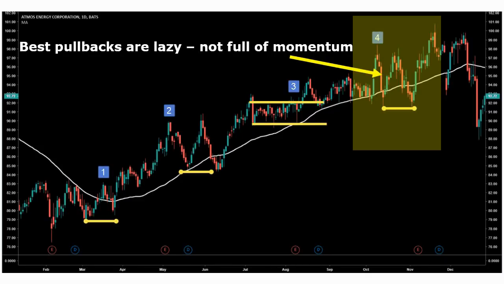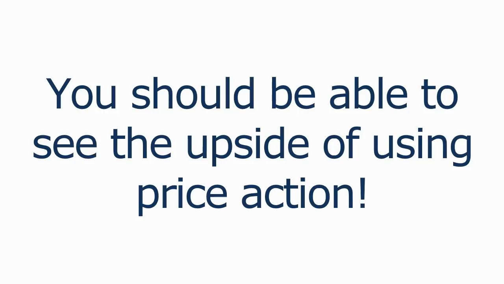And that's one thing that we don't want to see when we're trading pullbacks. The same area has another pullback to the SMA and the previous swing low. Price begins to break down after this, but you should be able to see the upside of using price action along with the average as a point of reference to take your trades.